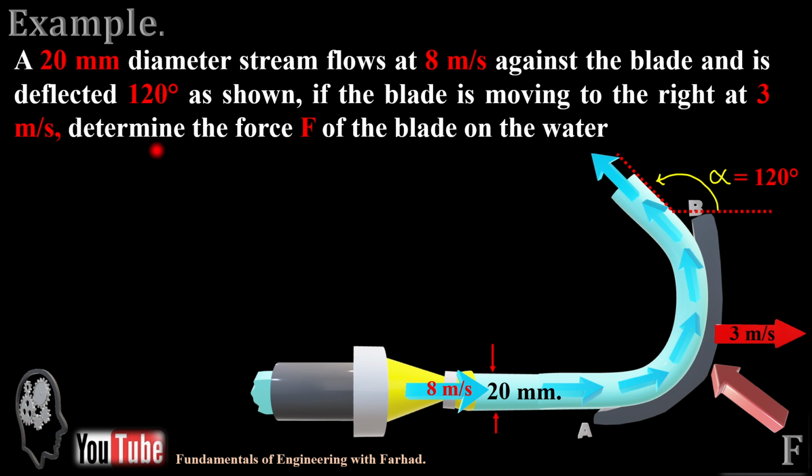So, in this example, a 20 millimeter diameter stream of water with a velocity of 8 meter per second just comes out from the nozzle and then collides with a blade, a curved plate, and is then deflected by an angle of 120. If the blade itself is moving to the right, we want to calculate the force F from the blade to the water. So we are going to calculate the force F from the blade to the stream.